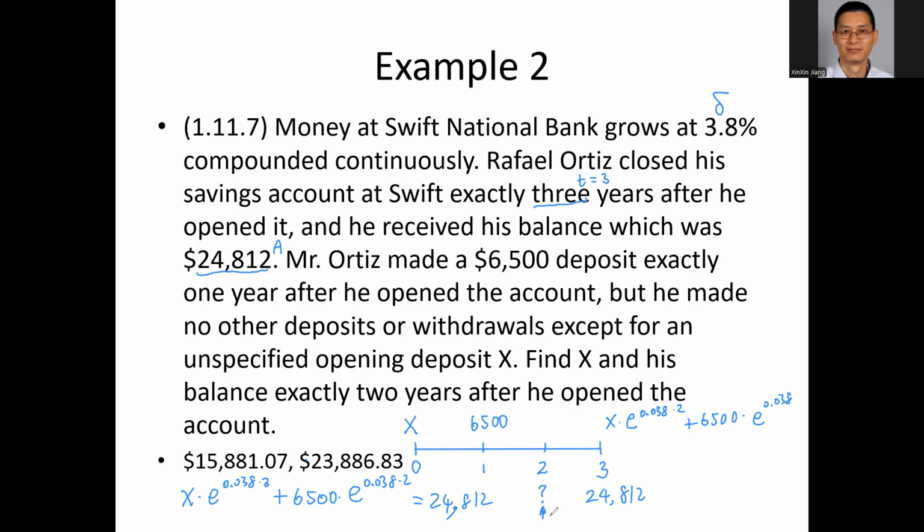But you can also do the backward way using this amount. So you discount back. Forward is e to the delta t, and backward would be e to the negative delta t. So that's the discount factor. So you have 24,812 times e to the negative 0.038. I don't need to set up an equation for the unknown. They should be the same.